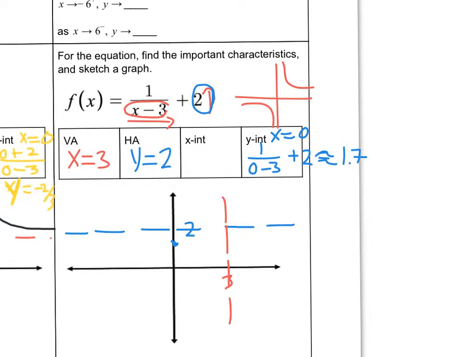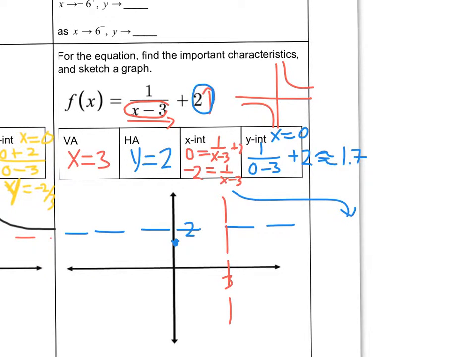So a y-intercept of 1.7-ish is going to be here. For the x-intercept, we're going to start out with 0 is equal to 1 over x minus 3 plus 2. -2 is equal to 1 over x minus 3. I'm going to continue this work over here.